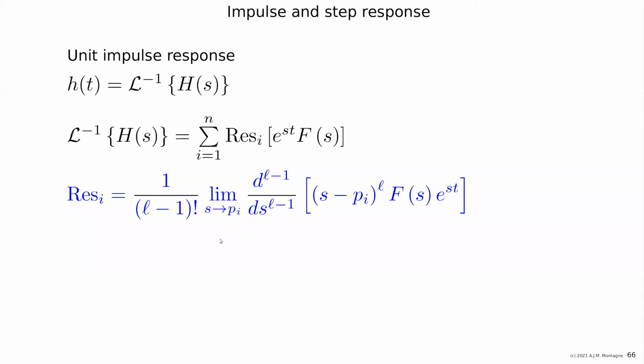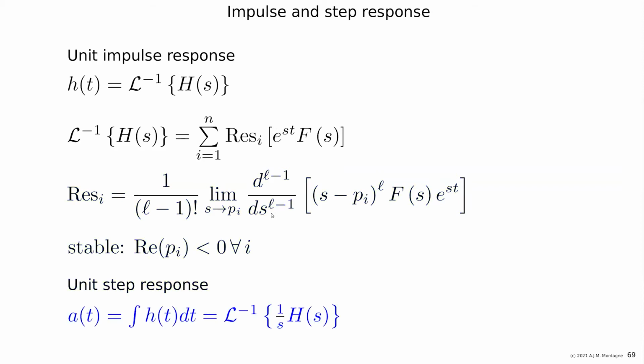That is that every residue here, every term will have e to the power of st, which will be the pole frequency in it. So let's say here, oh, we cannot see it. I didn't write it down. There should be the pole frequency here.